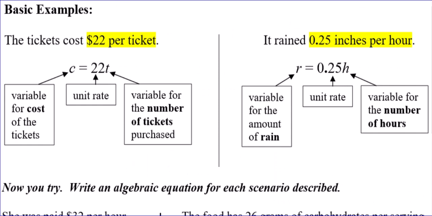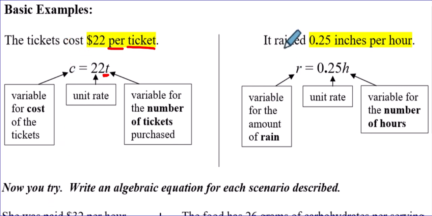So here are some basic examples. The tickets cost $22 per ticket. All right, do you remember what the word per means? It implies multiplication. So $22 per ticket means times to the ticket. So notice the 22 is times to the T for the number of tickets. It's not times to the cost. It's per ticket, so times the tickets. Now, that will equal the cost. So cost does show up over here on the left for the variable on that side of the equal sign.